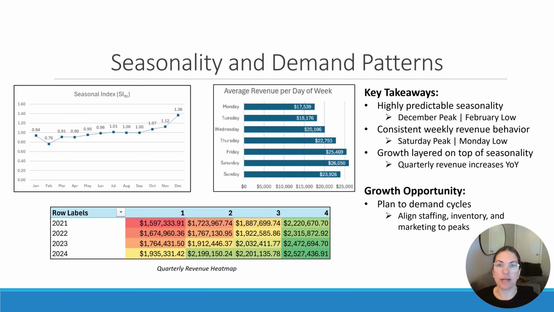Seasonality was analyzed using monthly seasonal indices, day of week averages, and quarterly revenue trends. The data shows consistent and predictable demand patterns with peaks in December, weaker periods earlier in the year, and stronger performance towards the weekend. Because these patterns repeat over time, they enable proactive planning across inventory, staffing, and marketing.